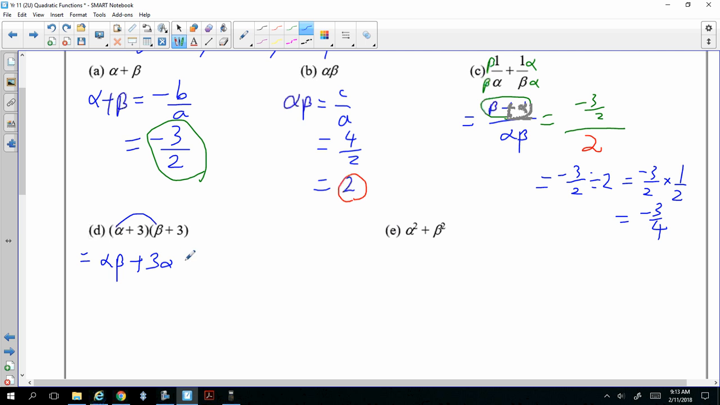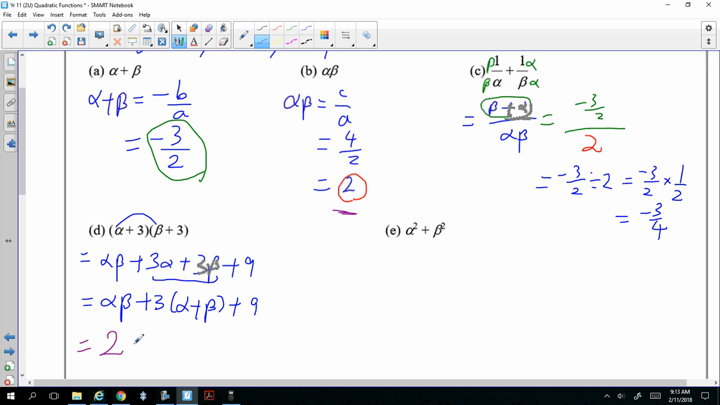Okay. And then what we do is alpha beta plus, you factorize the 3 out, plus 9. Okay. Now you see something. You can now mix and match. So alpha beta is 2. And then the alpha plus beta is negative 3 over 2 as we found. So the key to this problem is to express using product and sum of the original formula. Okay? Once you got the alpha beta and alpha plus beta, you're ready to substitute.